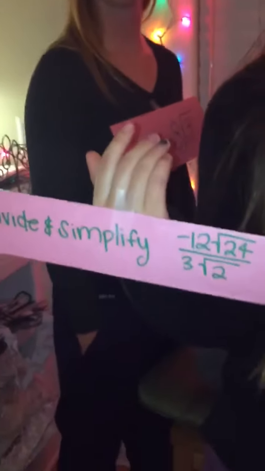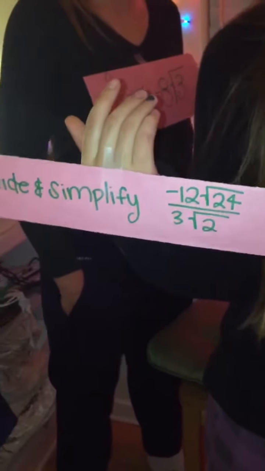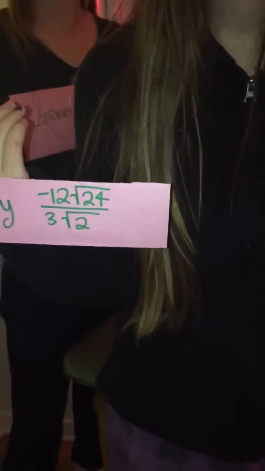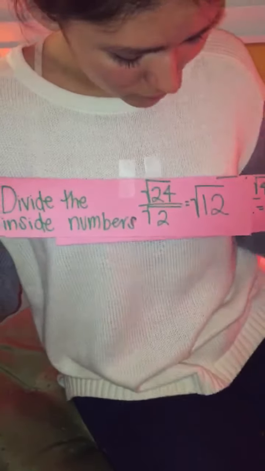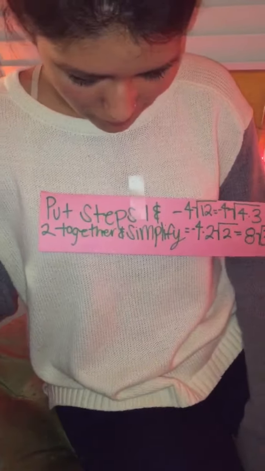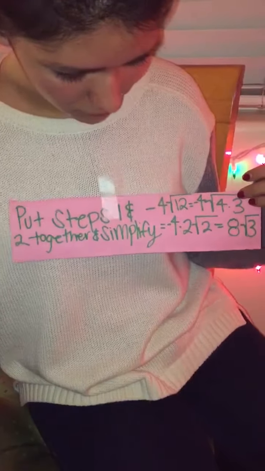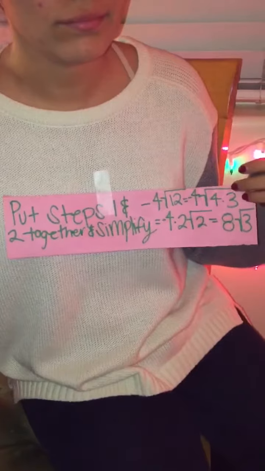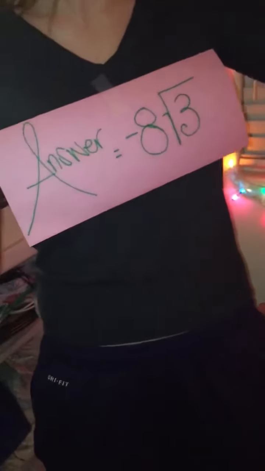Dividing radicals. Divide and simplify negative 12 square root of 24 over 3 square root of 2. Divide the outside first, so negative 12 over 3 equals negative 4. Divide the inside numbers. The square root of 24 over the square root of 2 equals the square root of 12. Put steps 1 and 2 together and simplify. So negative 4 square root of 12 equals negative 4 square root of 4 times 3. So negative 4 times 2 square root of 3 equals negative 8 square root of 3. So your answer is negative 8 square root of 3.